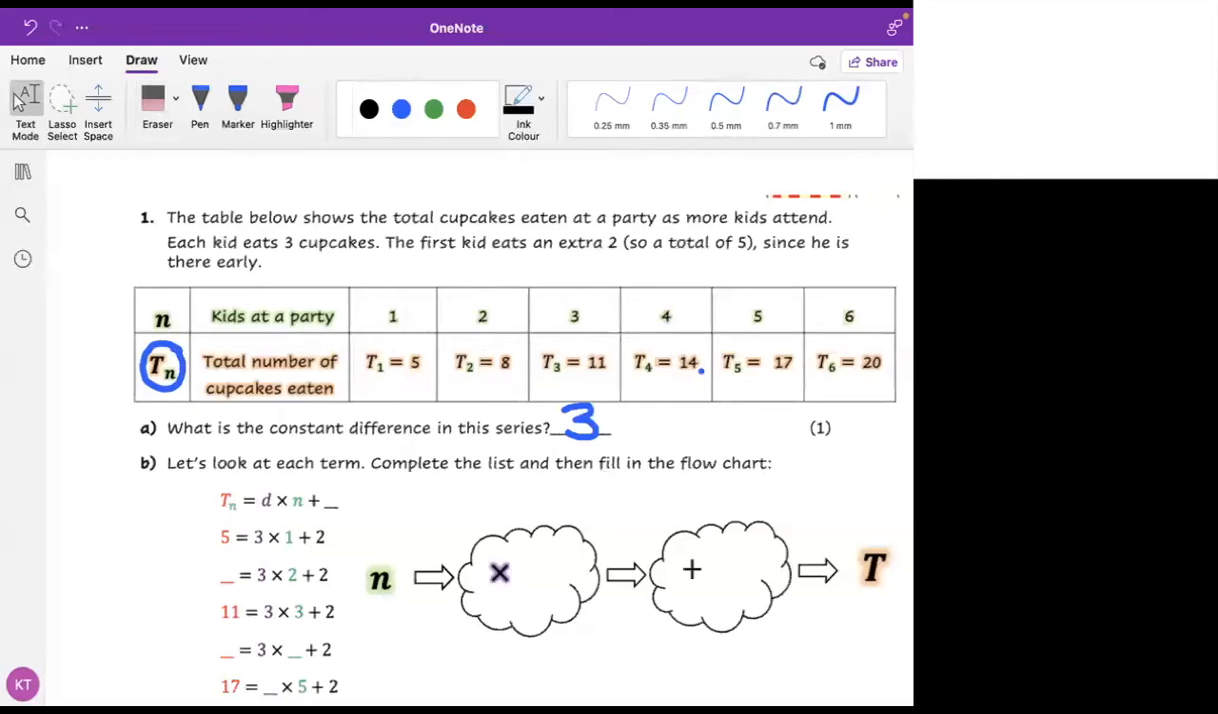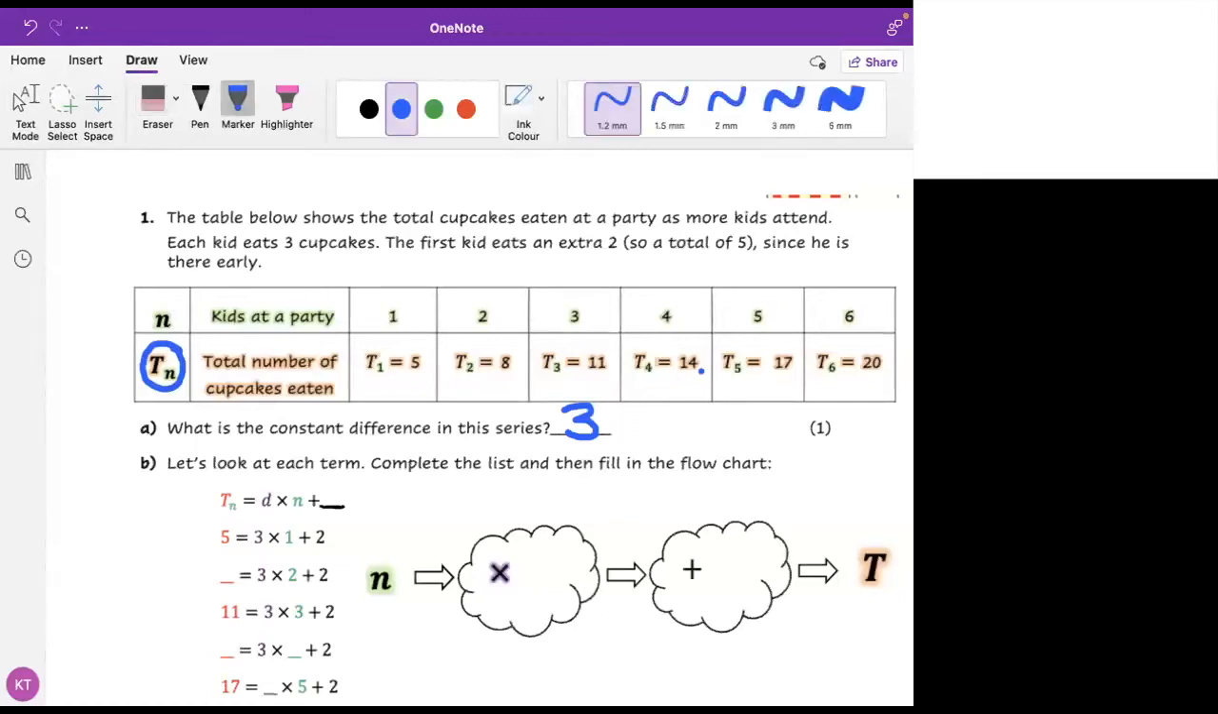All right, so Tn is equal to d, which means the difference, times n, plus, and they want us to go and put in this answer over here. So if we look at the first one, we can see that I have 5 is my Tn. Oh, the board is doing strange things again. So we've got 5 is equal to, we know what the difference is. The difference is 3 times y. What is the green letter? The green letter is this one up here. It's 1 plus, and what's the other one that's missing? It's going to be 2.